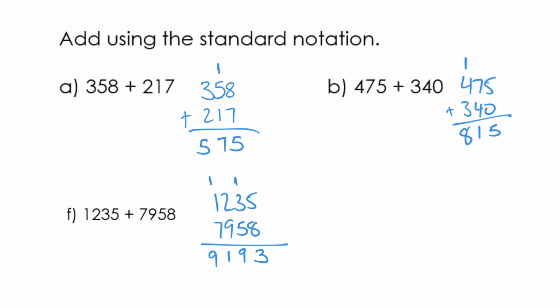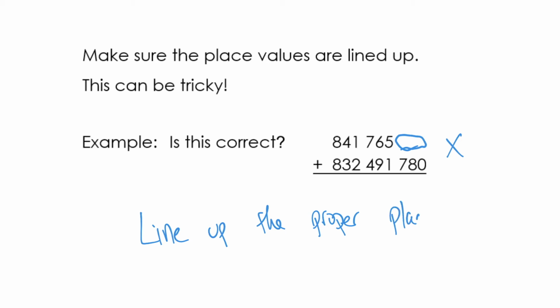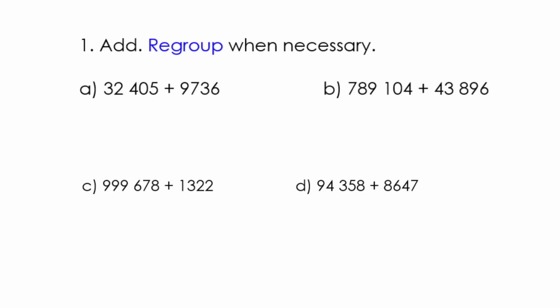So this is my preferred method. It's just a little bit easier. Make sure the place values are lined up. So this can get tricky. You cannot have this because there's nothing here. So this is wrong. Okay, so you have to make sure you line up the proper place values.